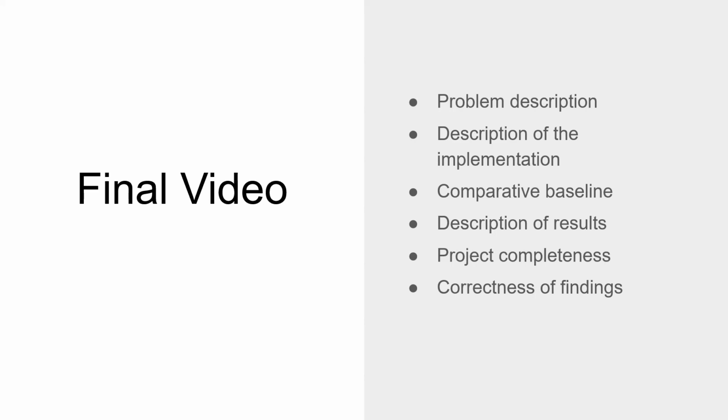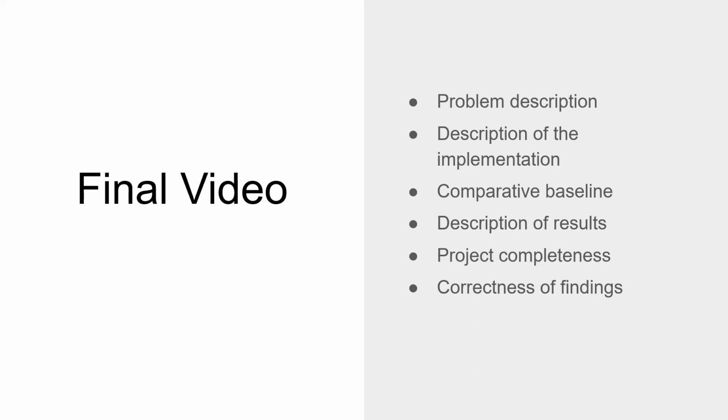In this video, you can start with the problem description. You have to briefly tell us the problem that you're trying to solve and why you think it is significant or why you think prior methods have failed. Then you have to describe your implementation. So what did you do? Did you use CNNs, transformers, RNNs? You can describe your implementation in quite some detail.